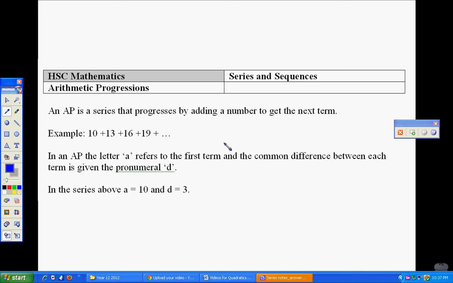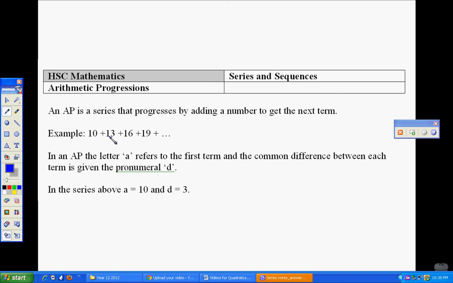Arithmetic progressions are series or sequences, whichever we'd like to call them, that increase or decrease by the same number. So what we have here is a series. Here's an example: 10, 13, 16, 19. The first term is called A, and that's 10. So that's the first term in the series.